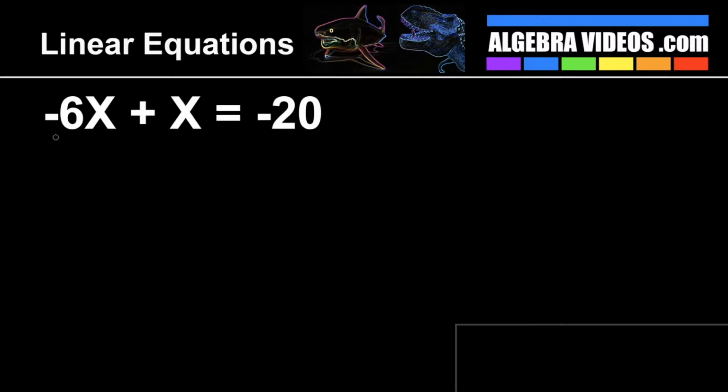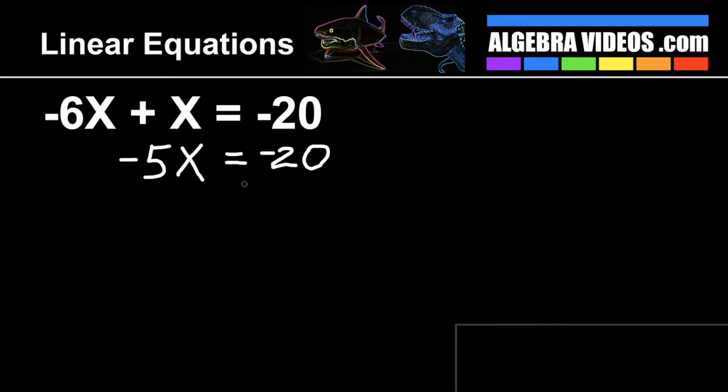The first thing is to just simplify these x terms that are on the left side. Negative 6x plus x can be simplified to negative 5x. Negative 6 plus 1 is negative 5, right? So negative 6x plus 1x is the same as negative 5x. And that equals, on the right side, negative 20. So we didn't change anything. We just brought that down. So now we know that negative 5 times x is equal to negative 20.